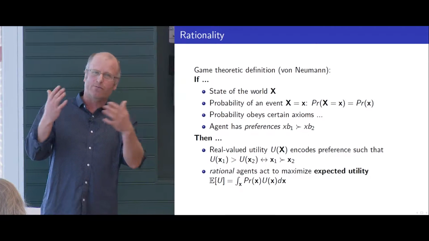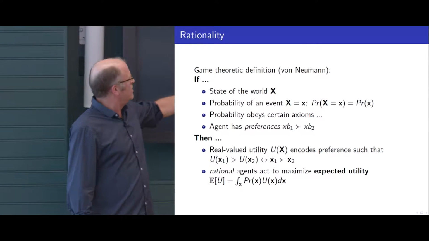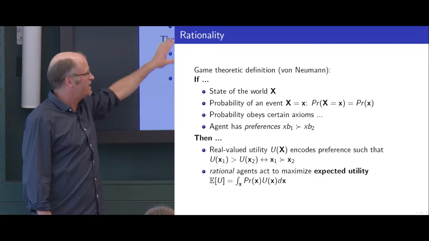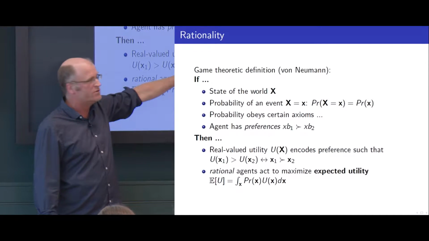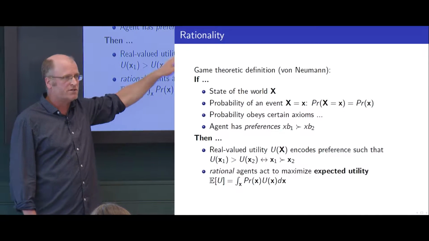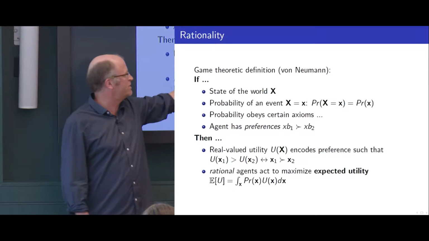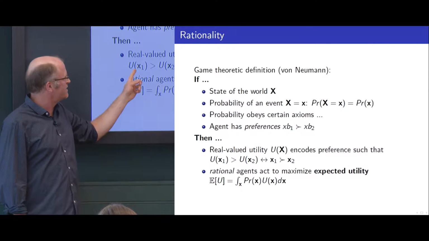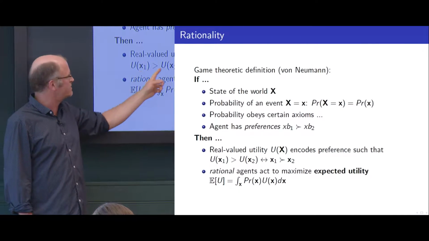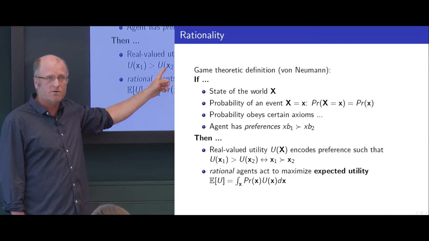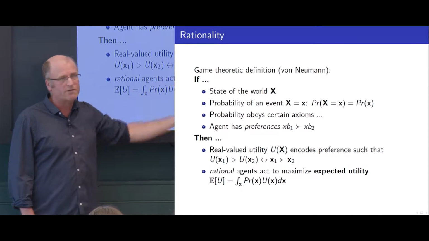Then the preferences have to obey certain axioms. Once I assume those things, I can construct a real valued utility function which assigns a number to every situation X, such that if the utility of X1 is greater than the utility of X2, it means that I prefer X1 to X2.